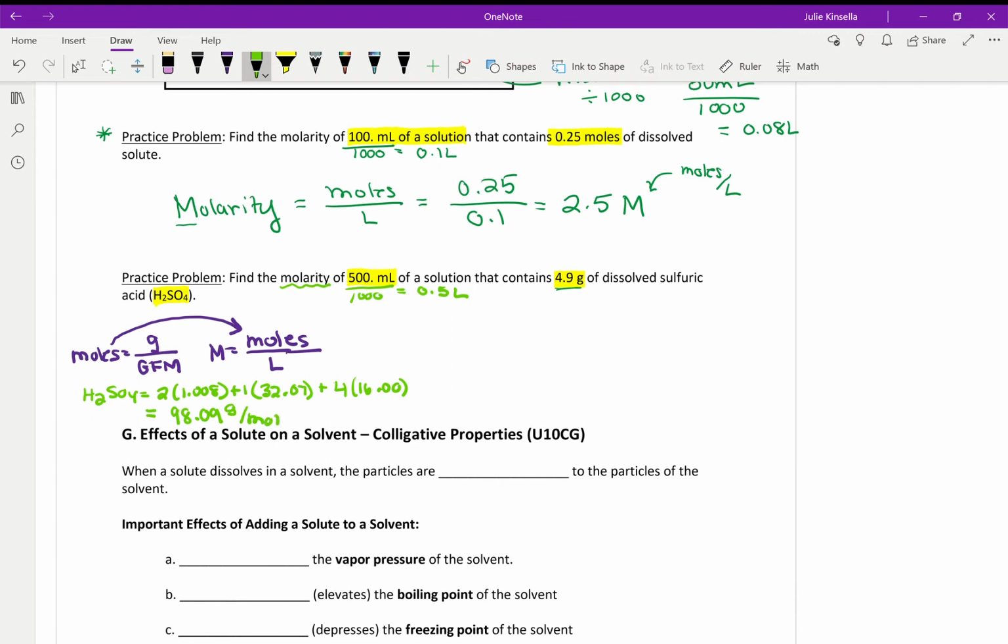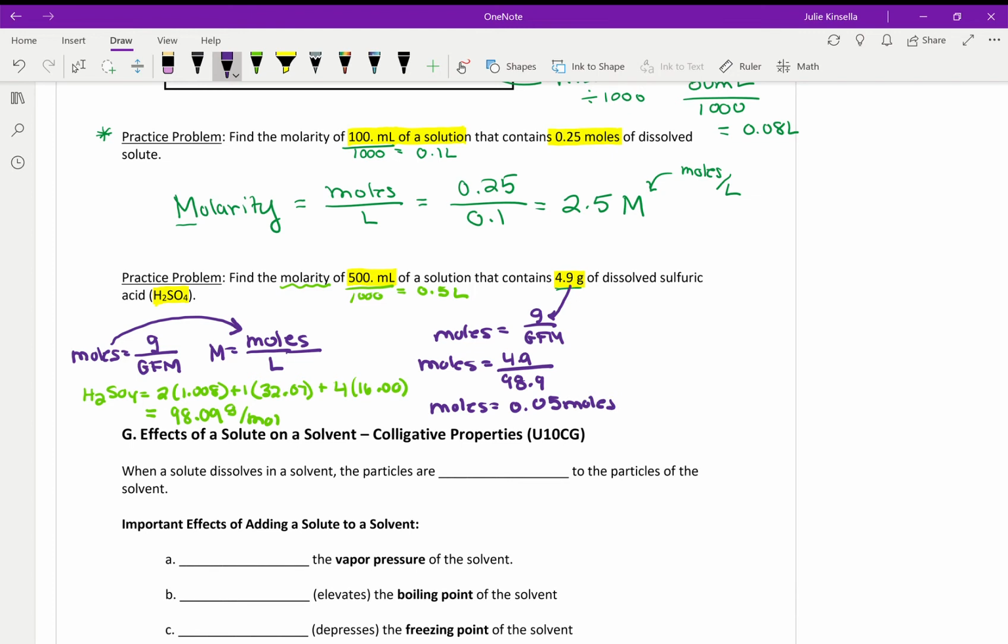Okay, so you're always going to have to, when you have grams involved, use the GFM or gram formula mass, either to start or at the end. So in this one, because we're given grams, we're going to start with just the mole formula. So the moles that we're trying to find is equal to grams over its GFM. So moles is X here. The 4.9, the given grams, gets plugged in the numerator. The GFM, the part that we added from the periodic table, always goes in the denominator. So that is our 98.09. And then the moles that we find, I get 0.05 moles.